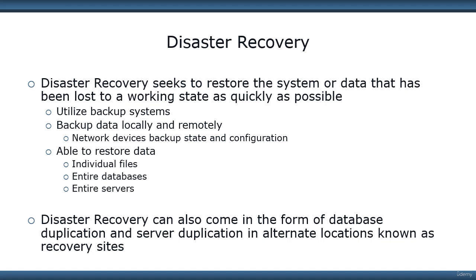Disaster recovery can also come in the form of database duplication and server duplication in alternate locations known as recovery sites. So again, this is going to involve data replication of some sort, where we're replicating the data to a remote location so that if we have a physical or natural disaster that renders our site inaccessible, we can spin those things up at that location. This traditionally was a co-location, basically just a data center that you were renting from somebody. This has sort of evolved now into the utilization of a lot of cloud services for this purpose.